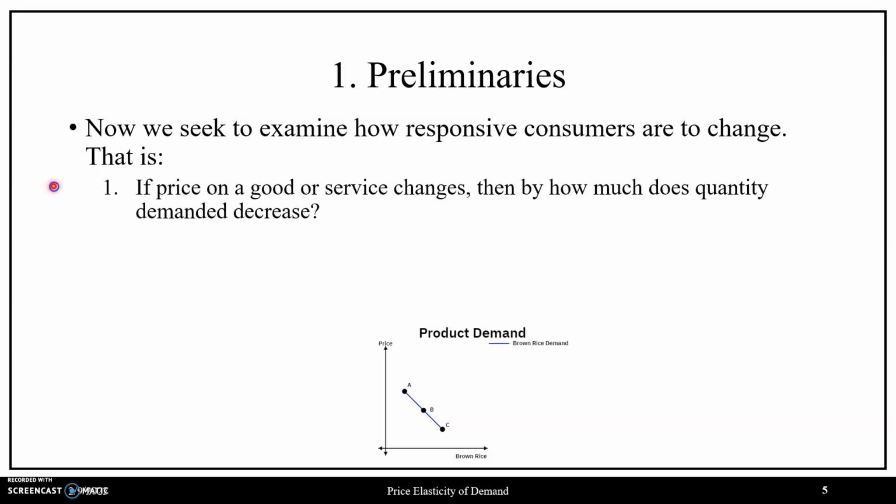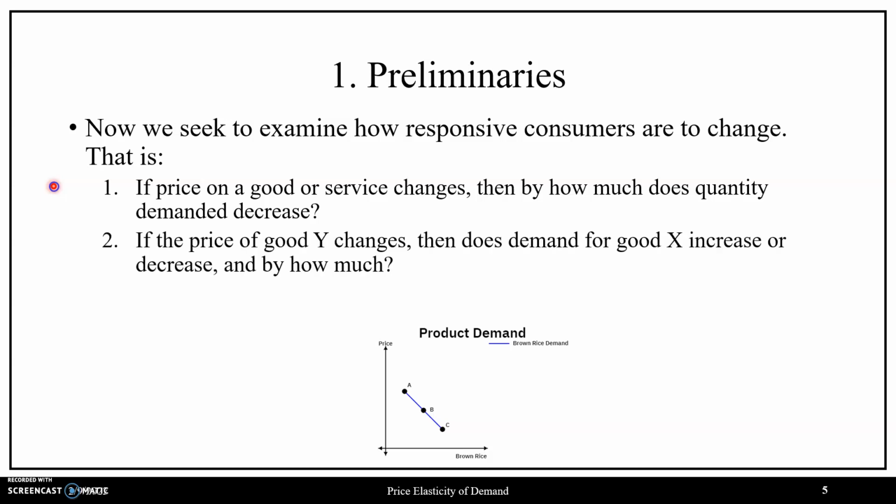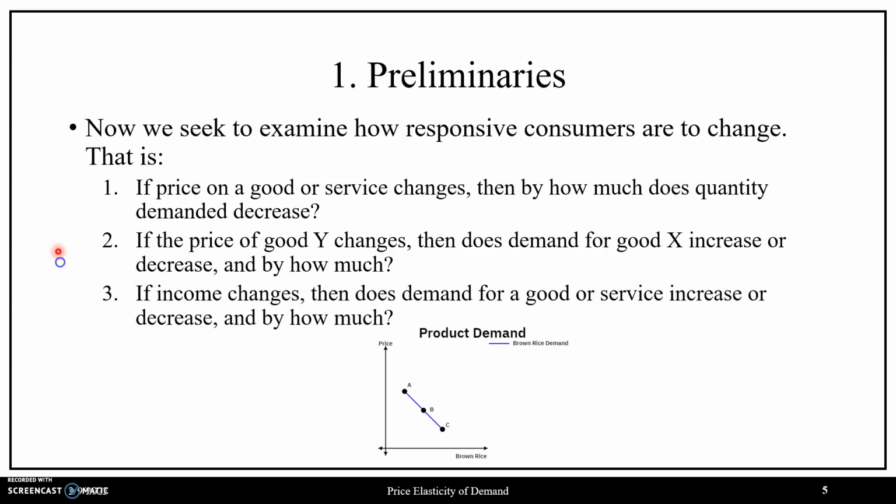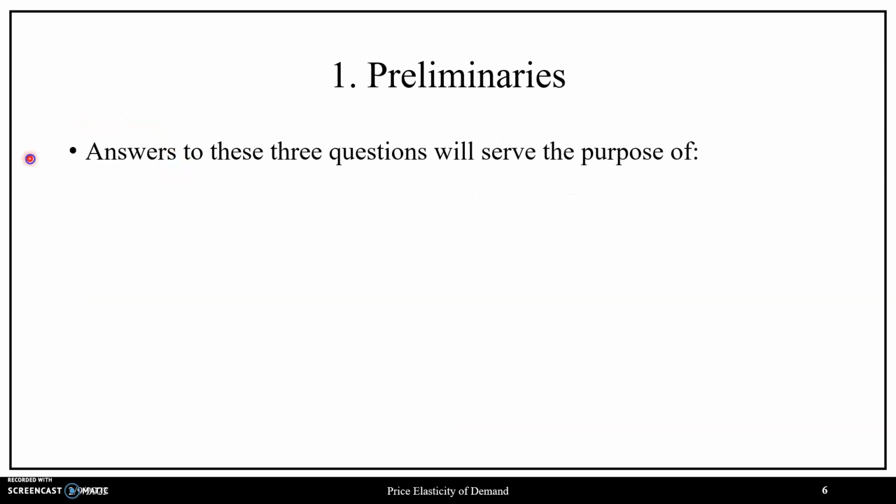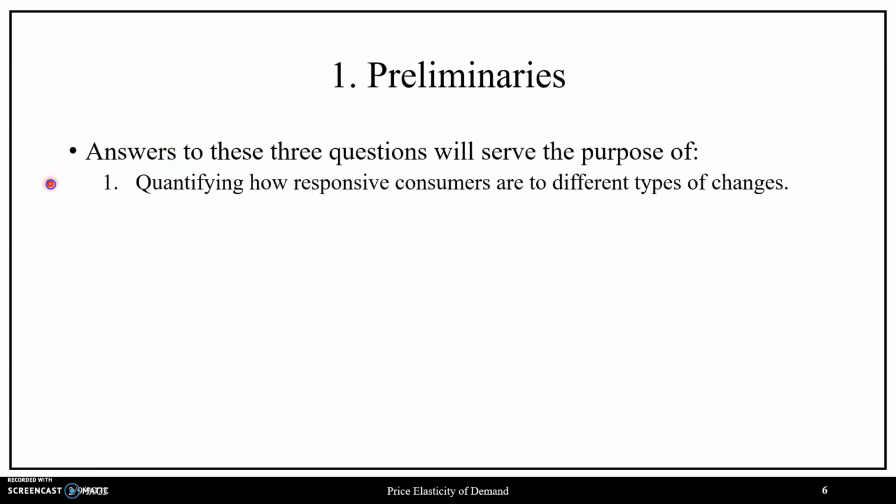That is, if price on a good or service changes, then by how much does quantity demanded decrease? If the price of good Y changes, then does demand for good X increase or decrease, and by how much? And lastly, if income changes, then does demand for a good or service increase or decrease, and by how much? The answer to these three questions will serve the purpose of quantifying how responsive consumers are to different types of changes, as well as to classify good types based off of the responses to these changes.